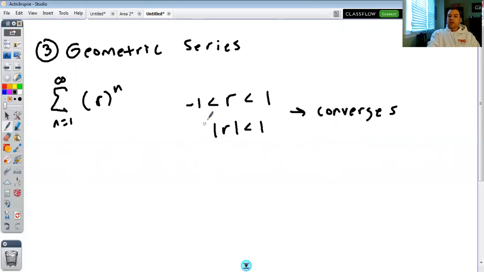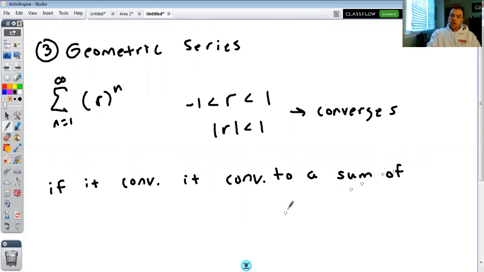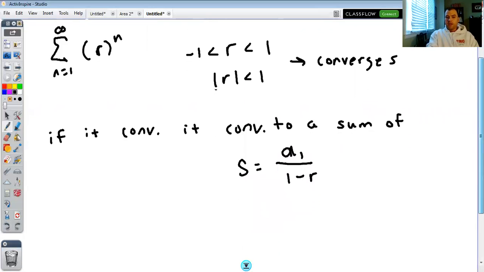Because it's going to keep multiplying smaller and smaller and smaller, times a half, times a half, times a half, over and over. If r is not inside of this range, it diverges. And we can say, if it converges to a sum of a sub 1 over 1 minus r. A sub 1 would be the first term in that series. So this is something that we'll use. This is unique about the geometric, that we can actually determine the sum that it converges to.